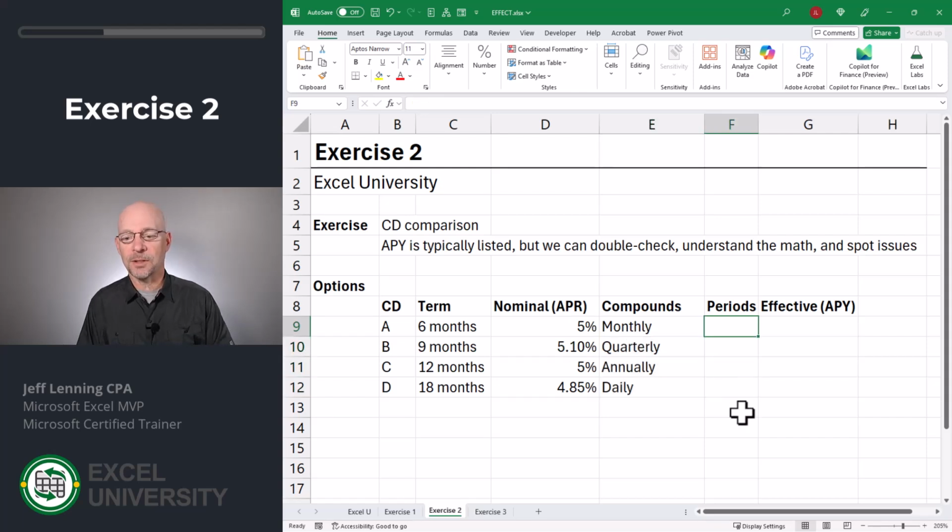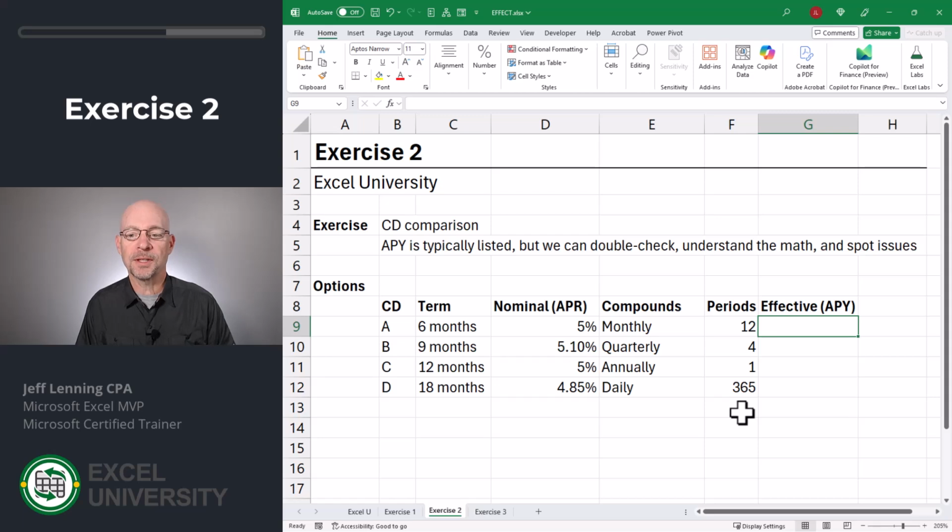To make it easier to compute the effective rate for all of these different CDs, we're going to go ahead and convert the compounding period into the number of periods, so it's easy to pass that as our second function argument. So if it compounds monthly, there's 12 periods in a year. Quarterly, there's 4 periods in a year. Annually, there's 1 period in a year. And daily, there's 365 periods in a year.